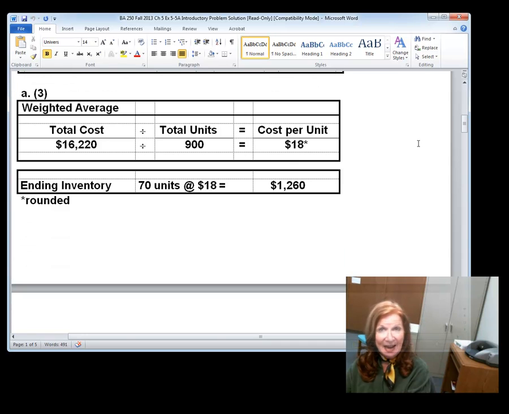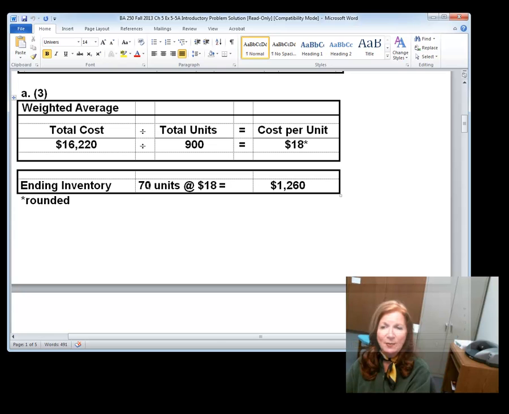Now, weighted average, on the other hand, says the total cost was $1,620, and that was for 900 units. So the average, by division, going to divide here, was $18. This asterisk is telling us it's rounded. I won't be asking you to open it up, but normally I would be asking you to open that up to 4 decimal points, no less than 3. But for right now, we're just rounding these off.